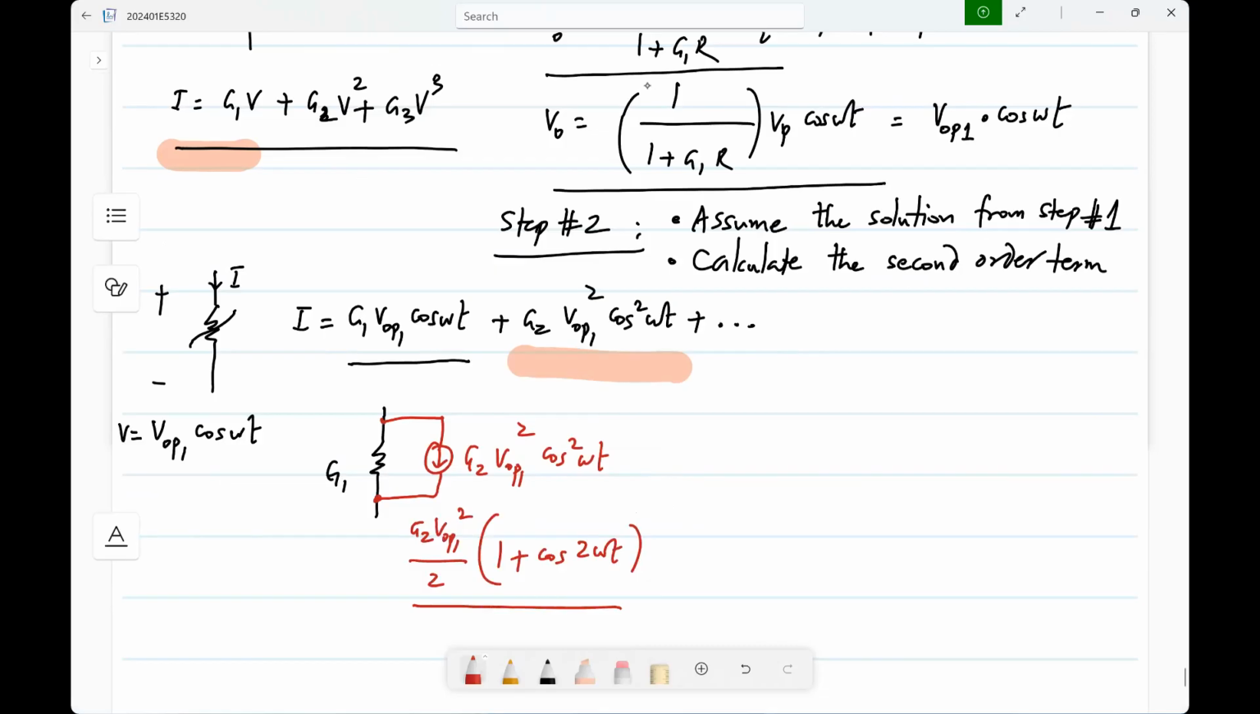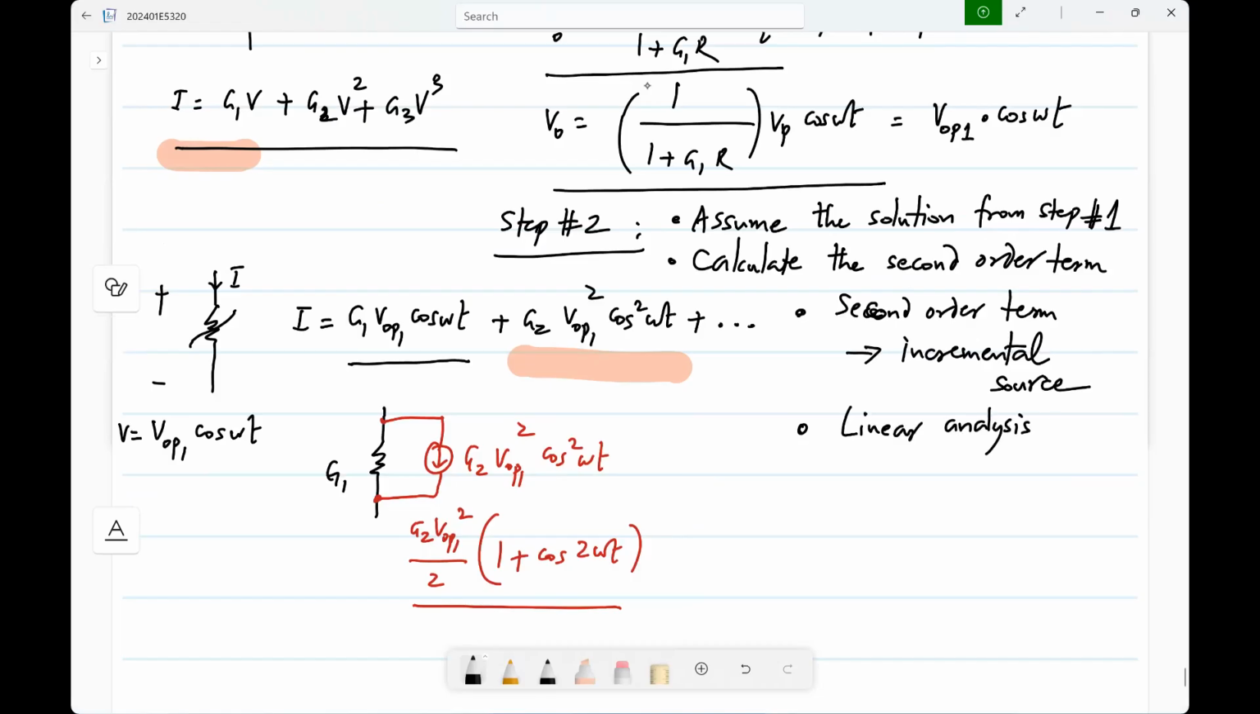Now you think of this as an incremental source compared to before, right? Our original input is only the cos omega t source in Vi. Now we think of this as an additional incremental source and continue with linear analysis. So you calculate the second order term, and then you do linear analysis with the incremental, with the new source.